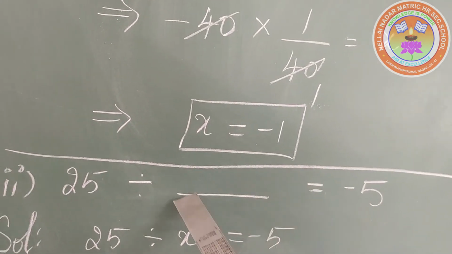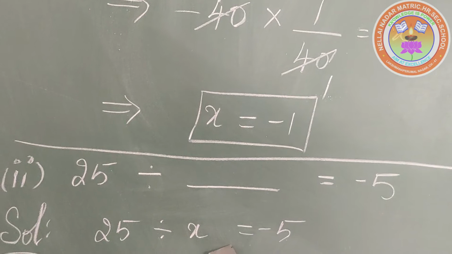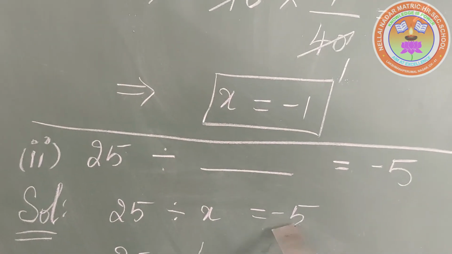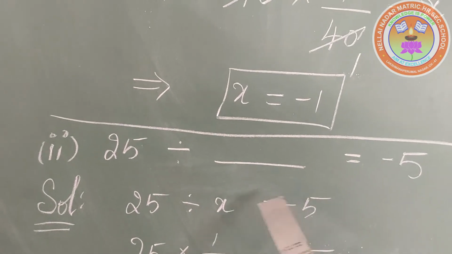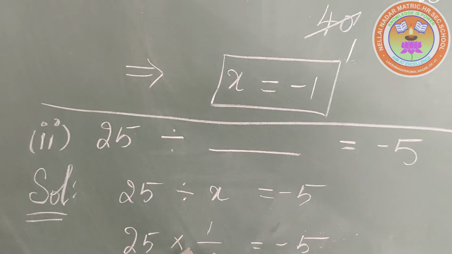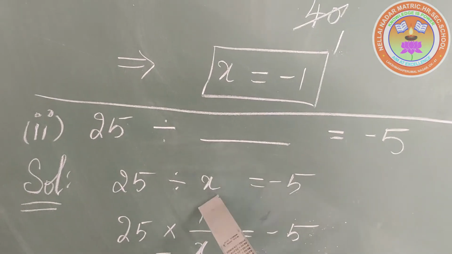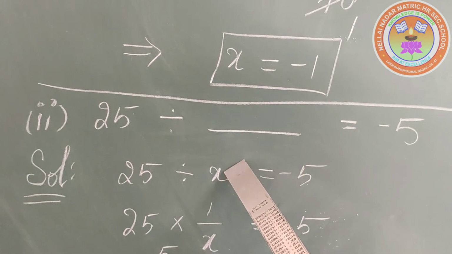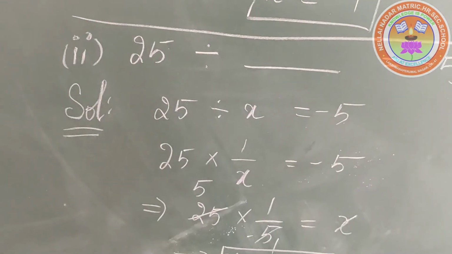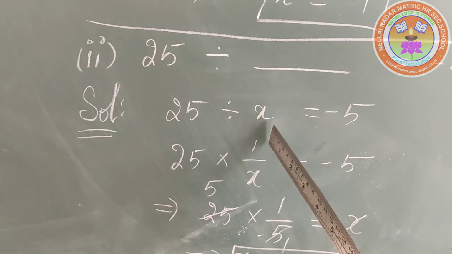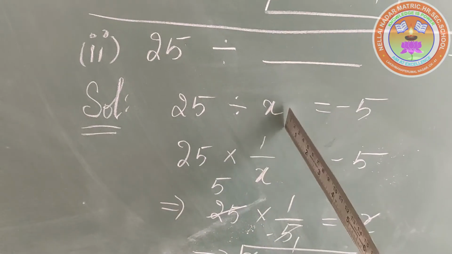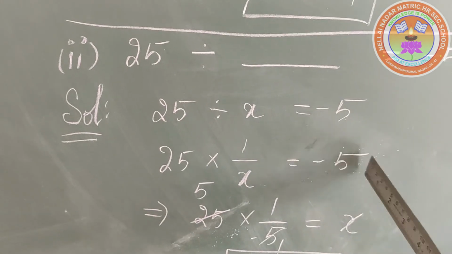Let me take the unknown value as x. So 25 divided by x should give me minus 5. Now what should I do? I should convert this divide into multiplication and write the reciprocal of the number next. What is the number here? It is x. The reciprocal of x is 1 by x. So 25 into 1 by x is equal to minus 5.